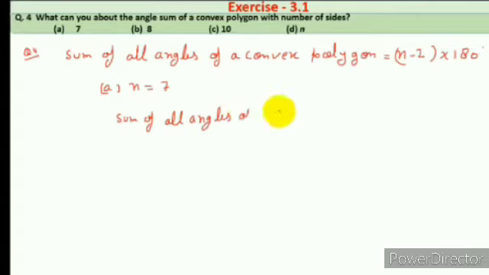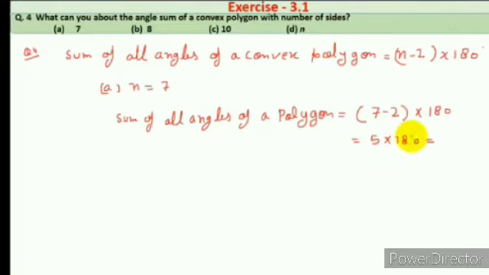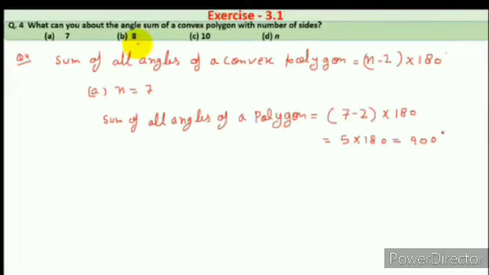For question A, n equals 7. Sum of all angles of a polygon is 7 minus 2 into 180 degrees. In place of n we should substitute 7. It gives 5 into 180 degrees. If we multiply, what will we get? 900 is the angle sum of a heptagon. A 7-sided polygon is named septagon or heptagon. Next, B, you do as homework.